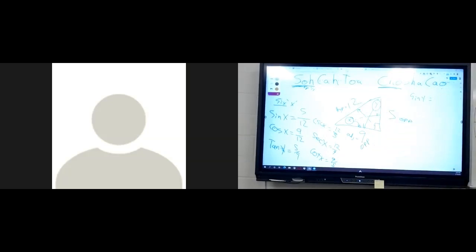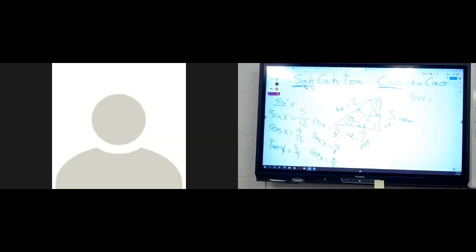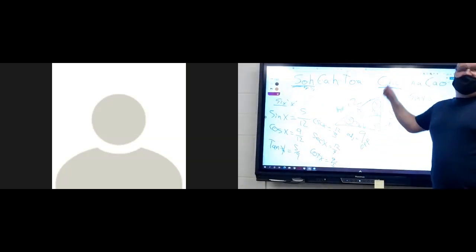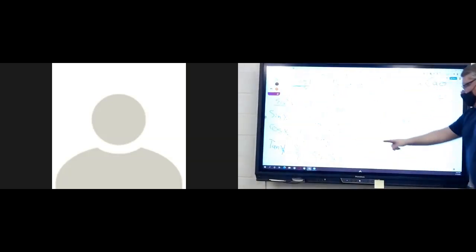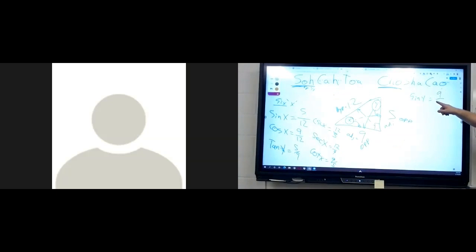So 9 is opposite if I'm talking about Y. Do we agree? Where's adjacent if I'm talking about Y? What doesn't change? Which side doesn't change? The 12, because the hypotenuse is the hypotenuse. Because it's still across from the 90, it's still the longest side, isn't it? So here we go. Sine of Y. Sine is the O, which is over hypotenuse. Perfect.